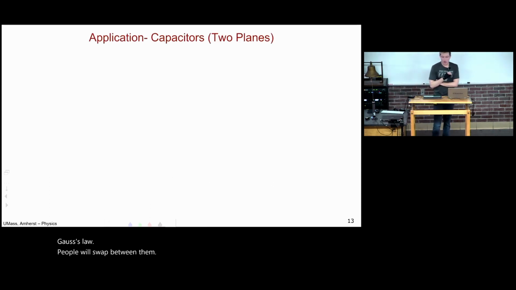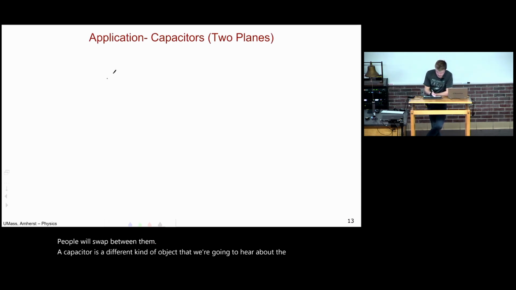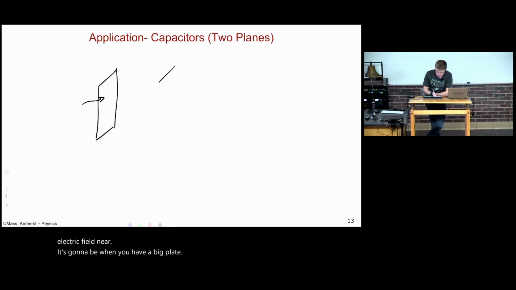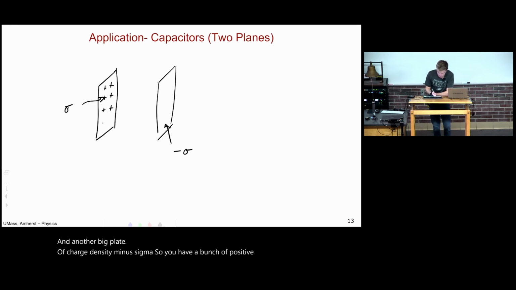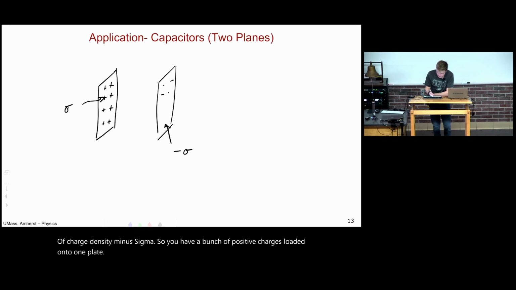Okay. A capacitor is a different kind of object that we're going to care about the electric field near. It's going to be when you have a big plate of positive charge density sigma and another big plate of charge density minus sigma. So you have a bunch of positive charges loaded onto one plate and a bunch of negative charges loaded onto the second plate.